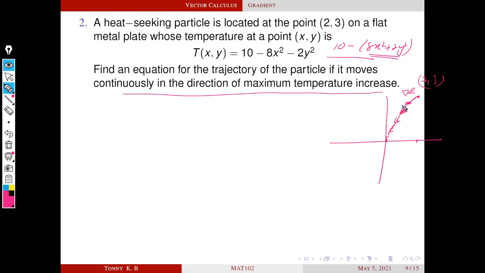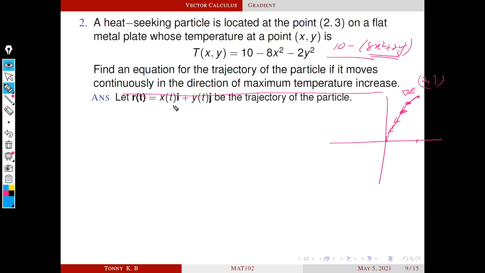This is the principle of heat-seeking missiles. They use some infrared sensors to compute this temperature gradient, maybe on some fighter in front of another fighter flight. So they calculate this temperature gradient using infrared sensors, and the heat-seeking particle moves and hits the target using this principle.